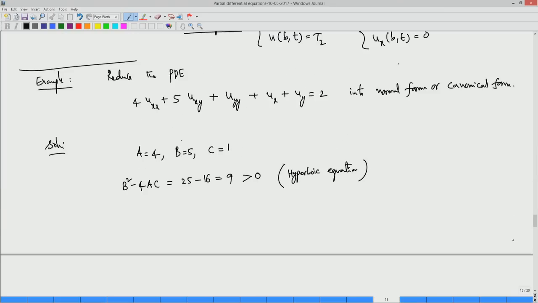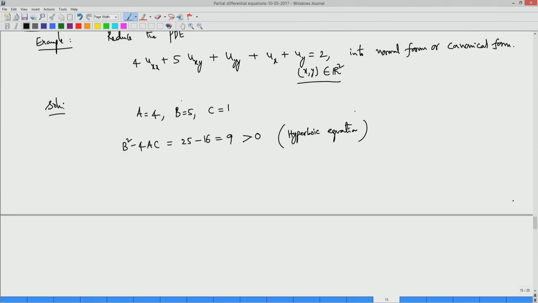Where is that domain? First of all you have to see the domain. Nothing is given, that means x y belongs to the plane. So, that is the domain of the partial differential equation. You take any point, because the coefficients are valid everywhere, B square minus 4AC is 9 everywhere. So, this is a hyperbolic equation in the plane. For every x y in this domain, this equation is hyperbolic. So, that is what you can conclude by looking at the discriminant.